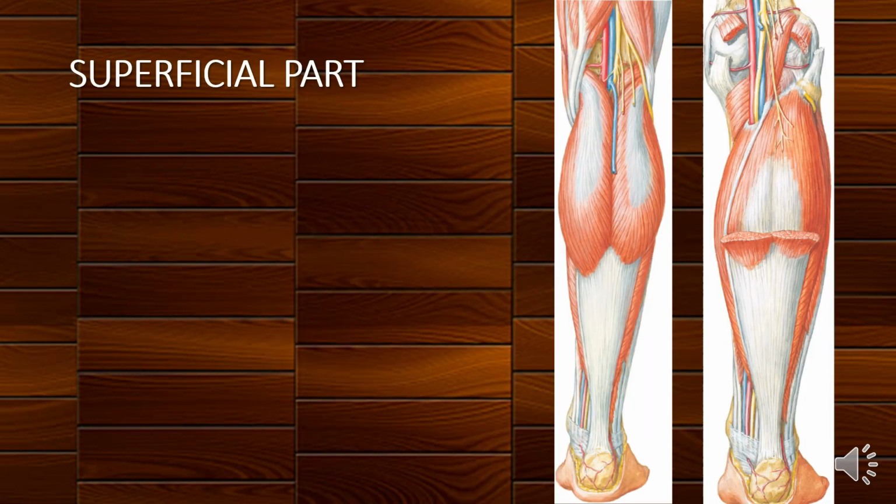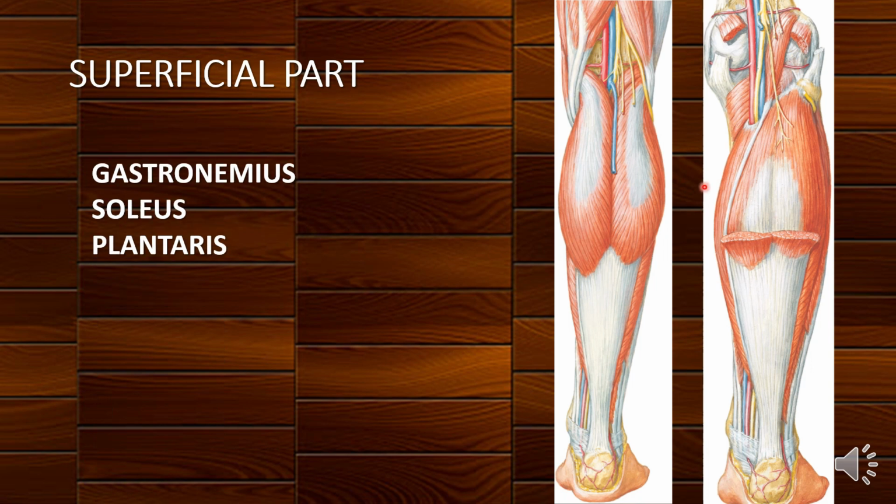What are the muscles seen in superficial part? These two muscles are the gastrocnemius muscles. So this is the medial and the lateral head of gastrocnemius. Then deep to the gastrocnemius you have this large muscle, that is the soleus muscle, and you have this small muscle with a small fusiform belly and a long tendon, and that is called the plantaris muscle. So these muscles are the muscles in the superficial part. So that is the gastrocnemius, soleus and plantaris.